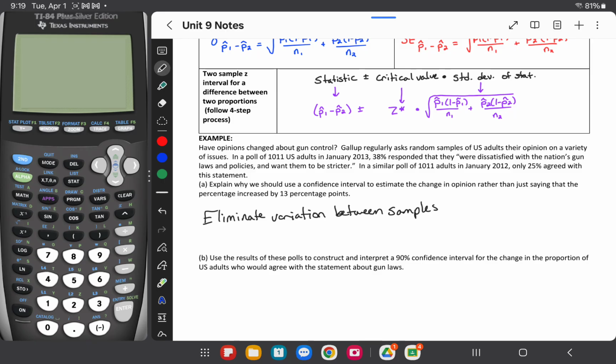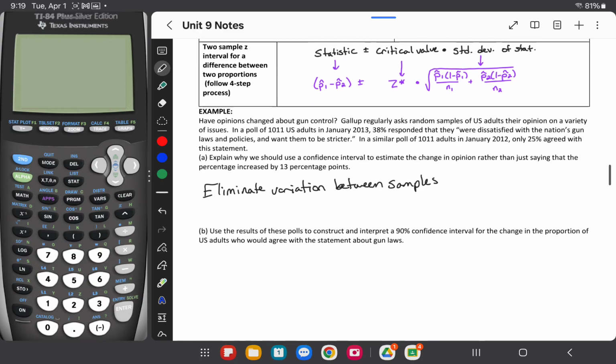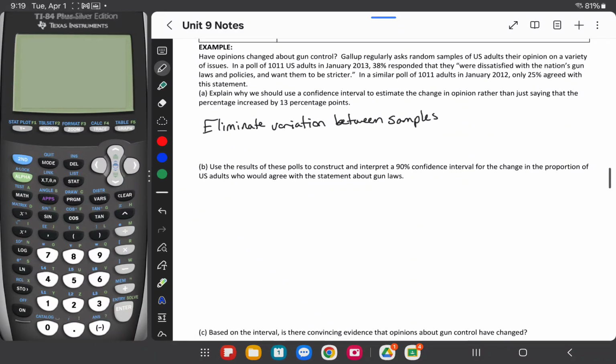In other words, it could have just been that the 1,011 U.S. adults they asked in 2013 were just more dissatisfied than those that were asked in 2012. Those are, by the way, not the same people, so it could have just been that the two samples had different people with different opinions. And so the interval is going to help us with deciding whether or not there actually is a difference between the two. So in order to do that, we're going to use the results of those polls to construct and interpret a confidence interval. We're going to use a 90% confidence level for the change in proportion of U.S. adults who would agree with the statement about gun laws.